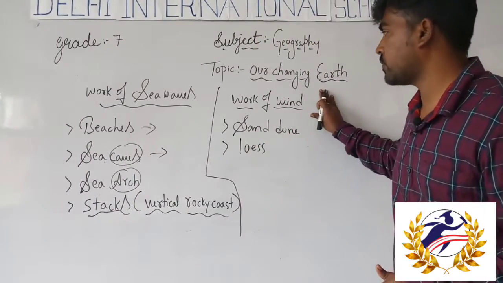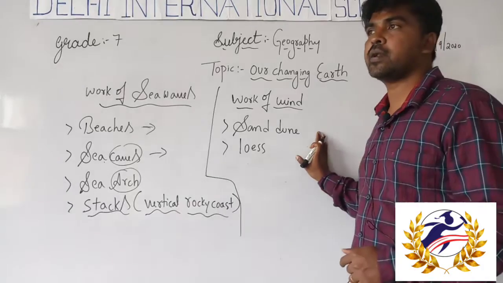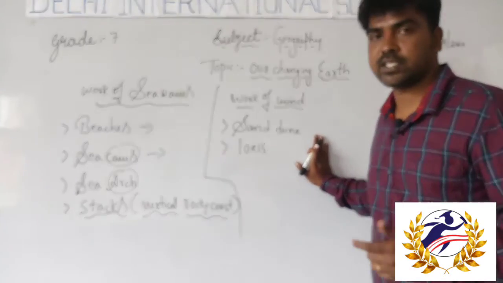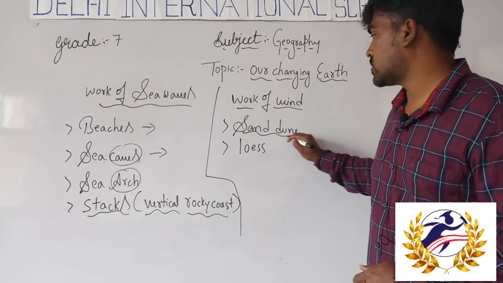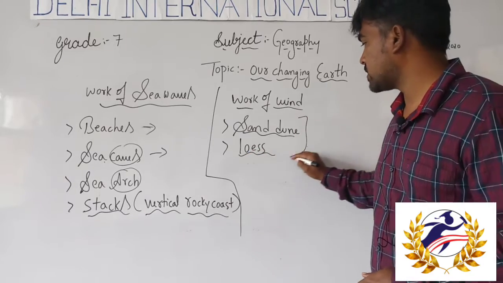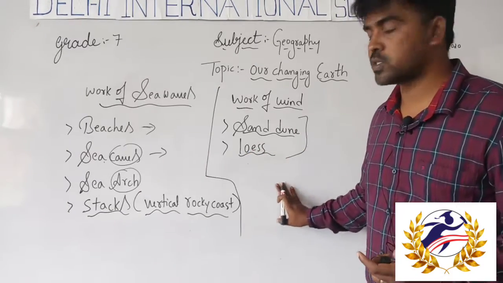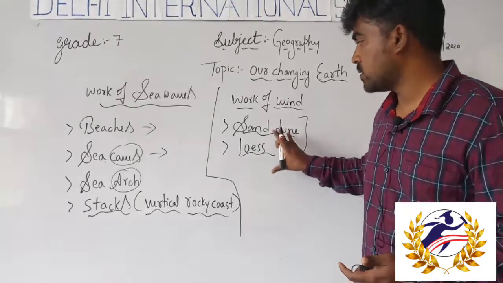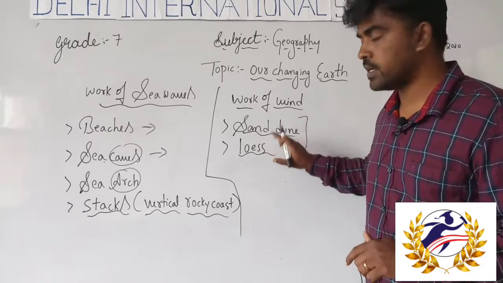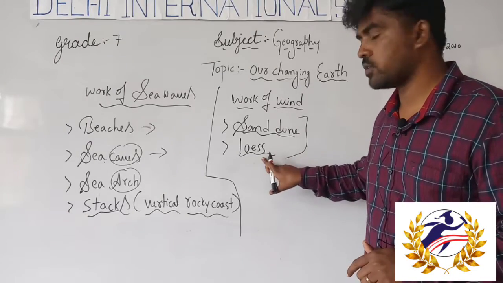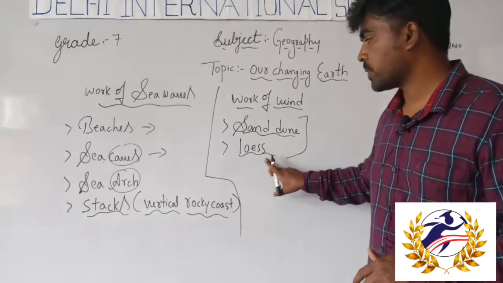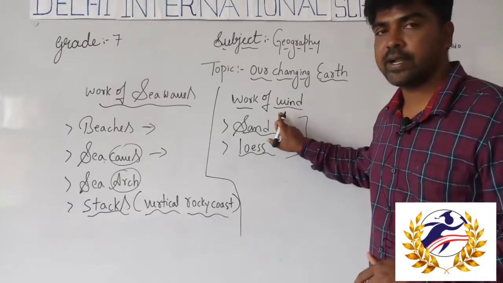Next, the work of the wind. For example, what happens in the deserts? Sand dunes and loess are examples of landforms. These are landforms we can see only in the deserts. Those are sand dunes and loess. These two are formed due to the work of the wind, heavy wind.